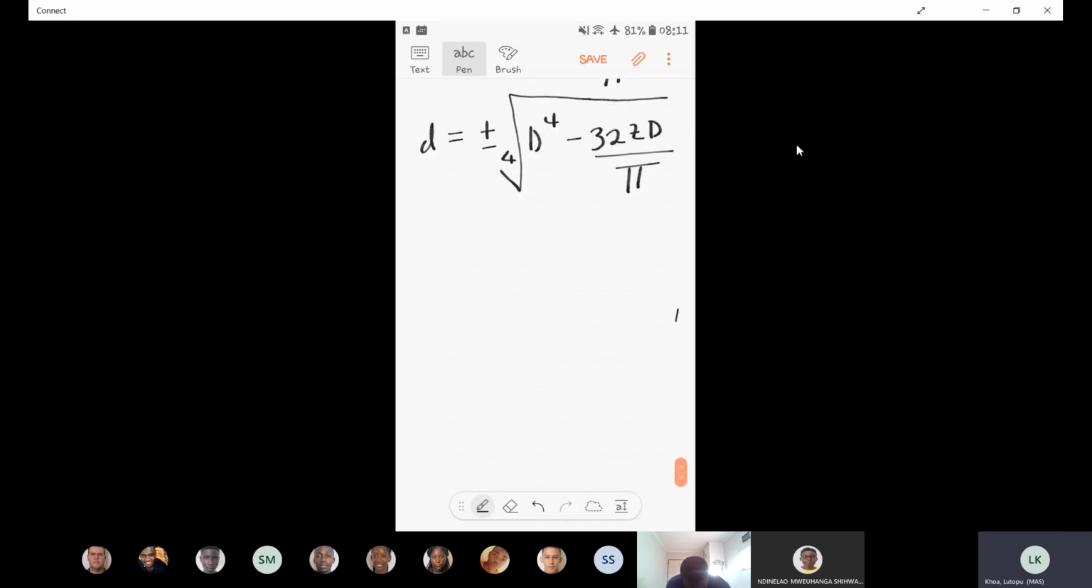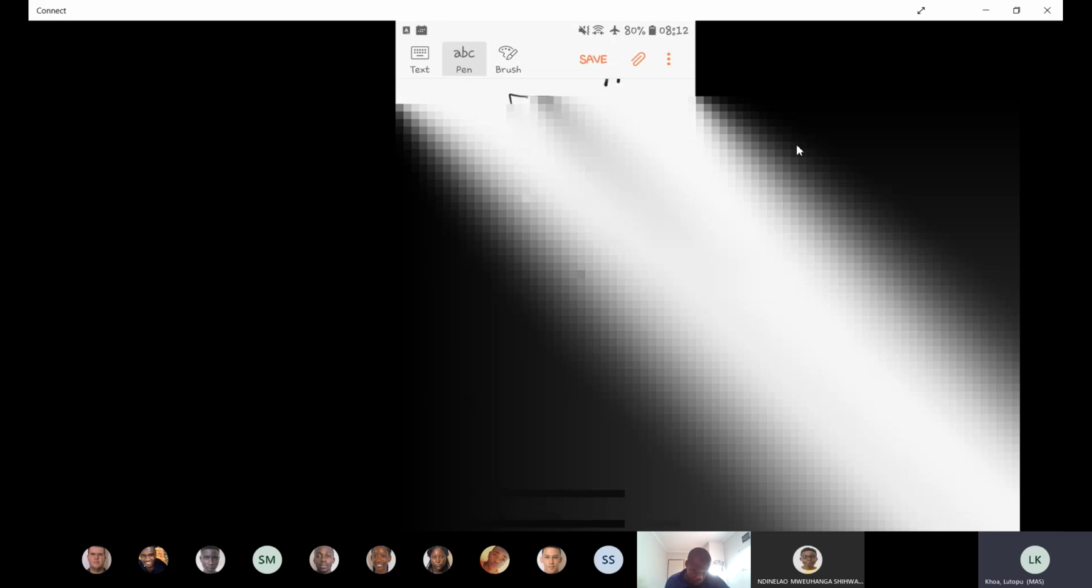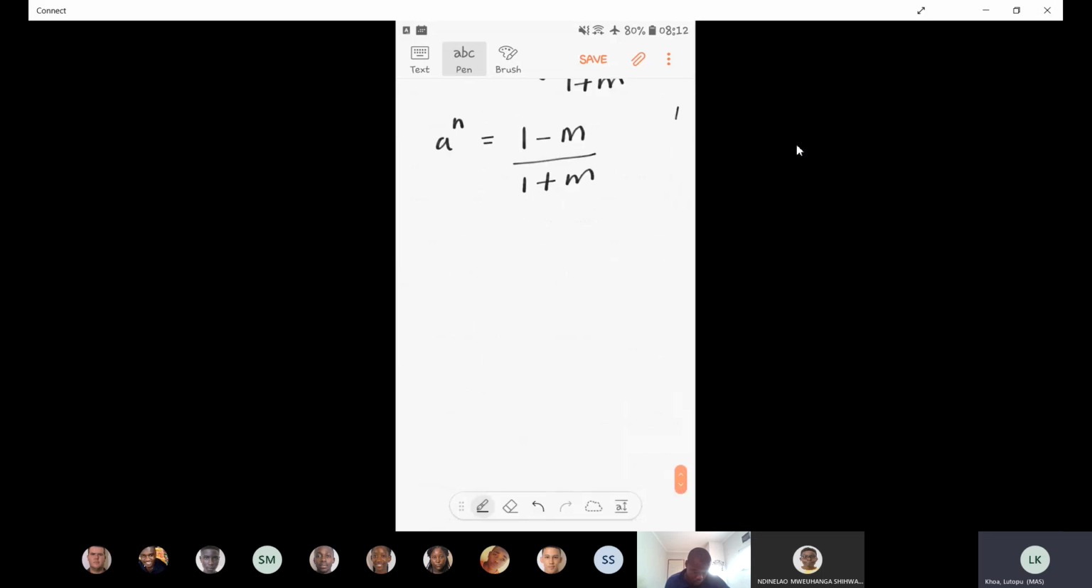Then the next one, number 13, we have a is equal to the nth root of 1 minus m over 1 plus m. And we have to make m the subject of the formula. So remember, the nth root is the same as to the power of 1 over n. So you can take power n on both sides. So you have a to the power of n. This is 1 minus m over 1 plus m. So that's what we have.